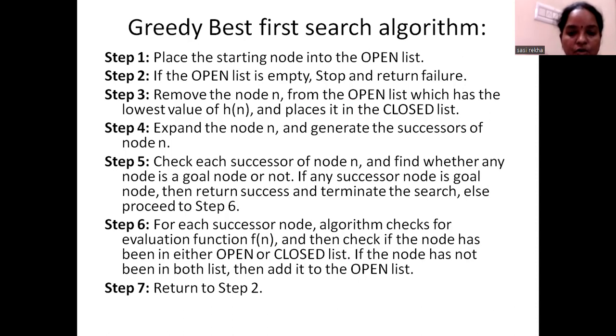For each successor node, the algorithm checks the evaluation function f(n). Then we have to check whether the node has been in either the open or closed list. If the node has not been in both lists, then it has to be added to the open list. Then we have to proceed again from step 2. Okay, this is the algorithm of greedy best first search.